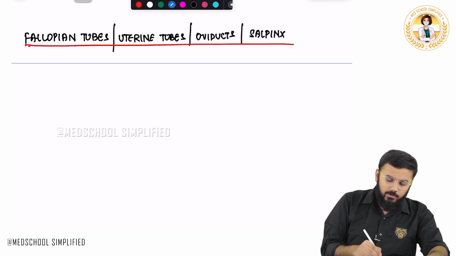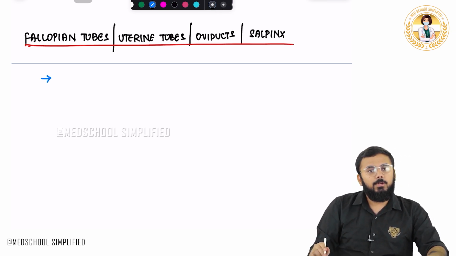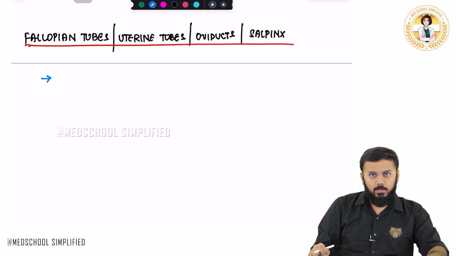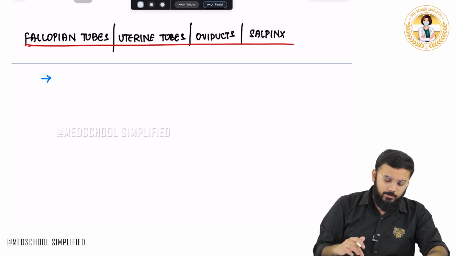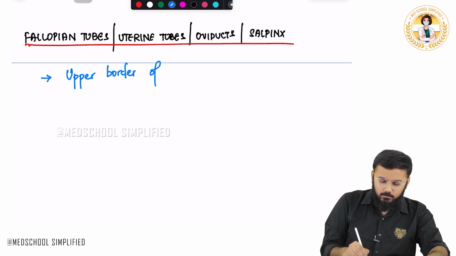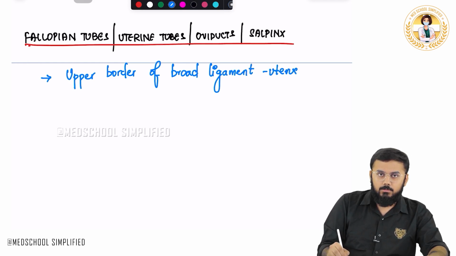Now I will show you the picture of the fallopian tube, but before that you have to know a few important things: where are these fallopian tubes present? These fallopian tubes are present on the upper border of the broad ligament of the uterus. Within the uterus we have a ligament which is very broad, that is why you call it a broad ligament. I will show that ligament to you. So let me write down the text first: it is present on the upper border of the broad ligament of the uterus.